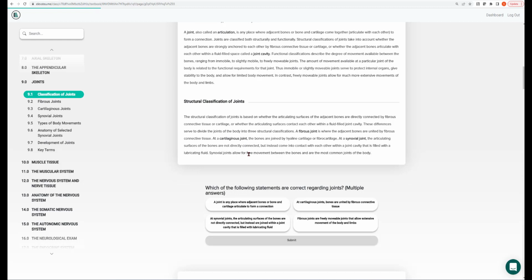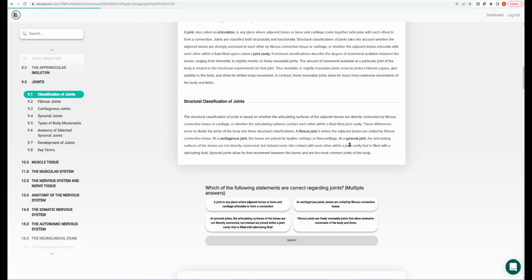There are three structural classes of joints. There are fibrous joints. This is where bones come together. They are held together by a fibrous connective tissue, and we'll be taking an entire look at fibrous joints in 9.2. Then there are cartilaginous joints. This is where bones are connected not by a little bit, but by a big chunk of hyaline cartilage or fibrocartilage. And we'll have an entire short section on cartilaginous joints in 9.3.